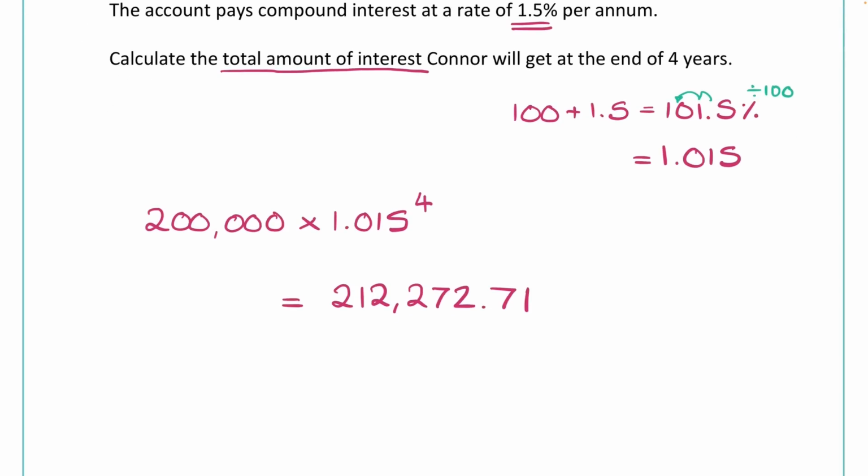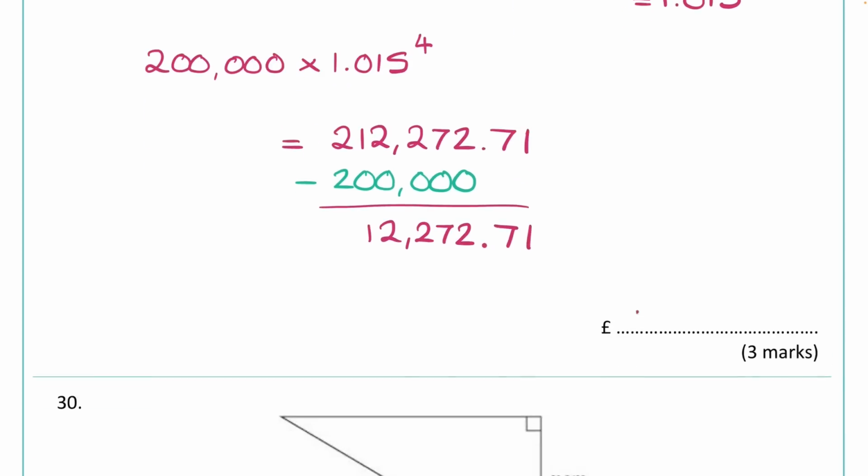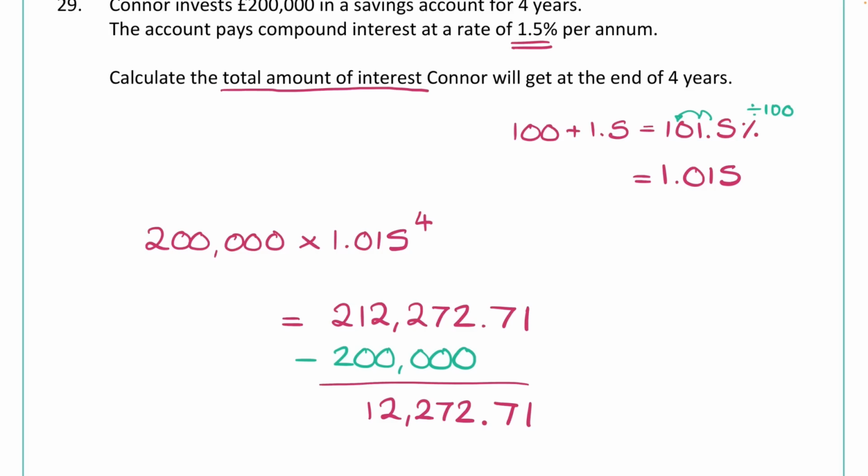This, of course, tells us to work out the total amount of interest, so we do want to subtract the original £200,000, which I'll write the working out for, but of course I'm just going to type that in on the calculator. Because it's a nice round number, you can actually see the overall amount there, but it's £12,272.71. So £12,272 and 71 pence is the amount of interest that Connor will earn at the end of 4 years. So there we go, that's using a multiplier to the power of 4 in this case because it was 4 years, and that was for compound interest.